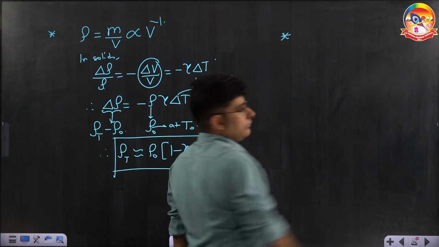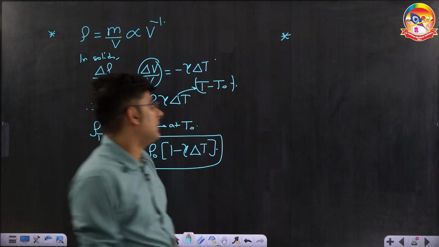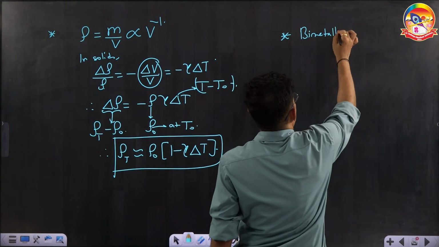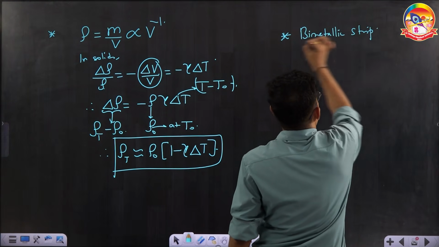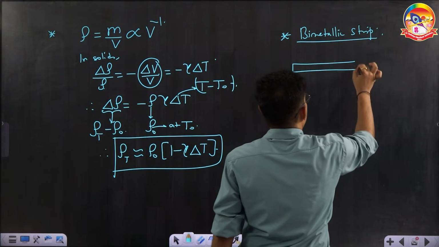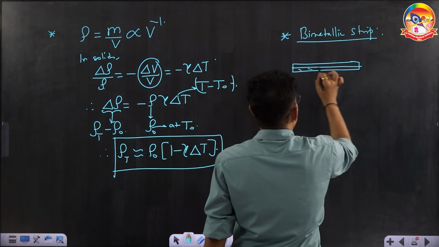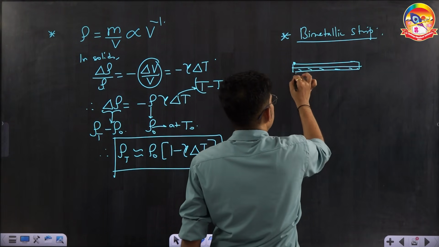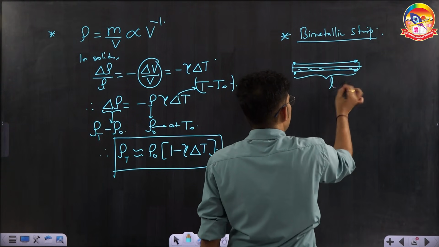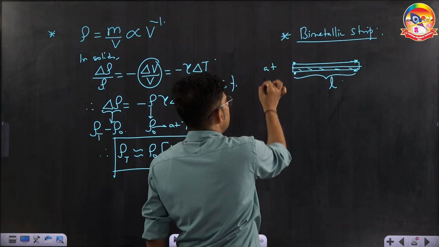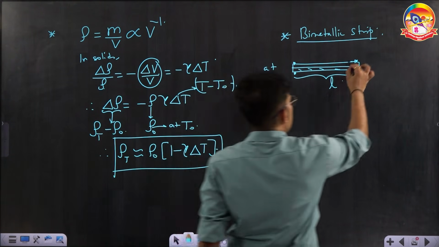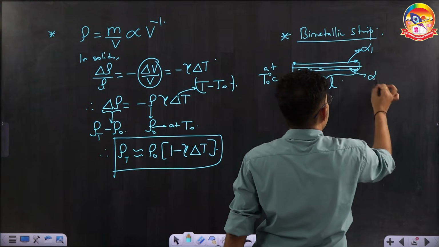Next thing, when we have solids, some applications, we have something which is called a bimetallic strip. When we have a bimetallic strip made of two metals, now these are riveted at the ends so that they can expand or contract together. Initially at any temperature T naught degree Celsius, the lengths were the same. Now here we have alpha 1 and here we have alpha 2.